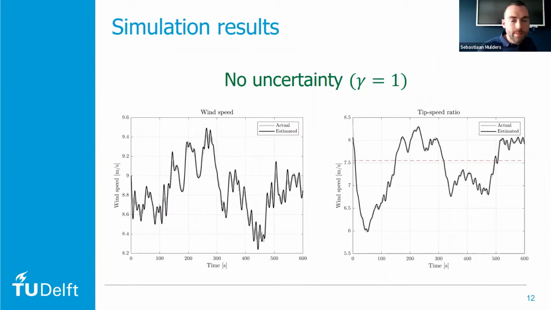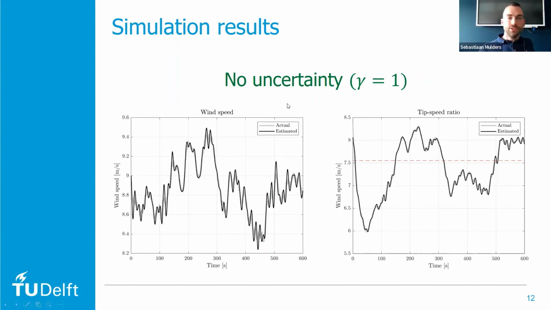Then, to conclude, some simulation results, because time domain simulations are always nice to see. First, for the case of no model uncertainty, so for gamma 1, and in the coming slides, I'll also show it for gamma 0.8 and 1.2. On the left side, you see the wind speed, so the actual and estimated wind speed. And in the right plot, you always see the tip speed ratio, the actual tip speed ratio of the real wind turbine, and the estimated tip speed ratio.